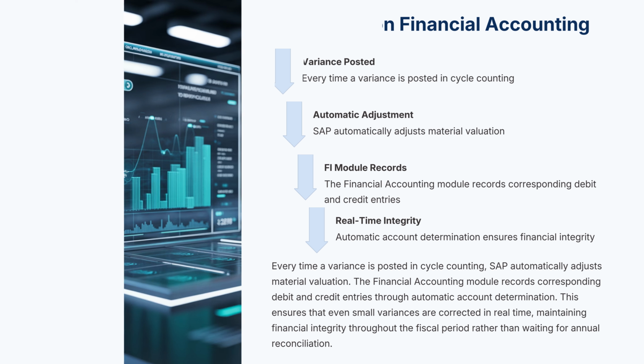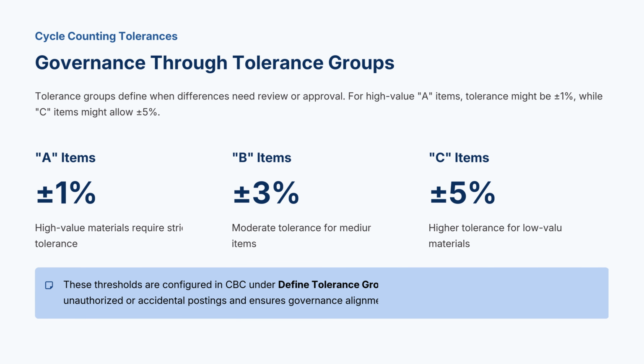Cycle counting tolerances. SAP allows different tolerance thresholds based on item importance. For example, a 1% deviation in an A-class material may require review, while a 5% difference in a C-class item can post automatically. These thresholds are configured under defined tolerance groups for cycle counting. Such fine-tuning enforces discipline and prevents unauthorized postings that could distort financial results.